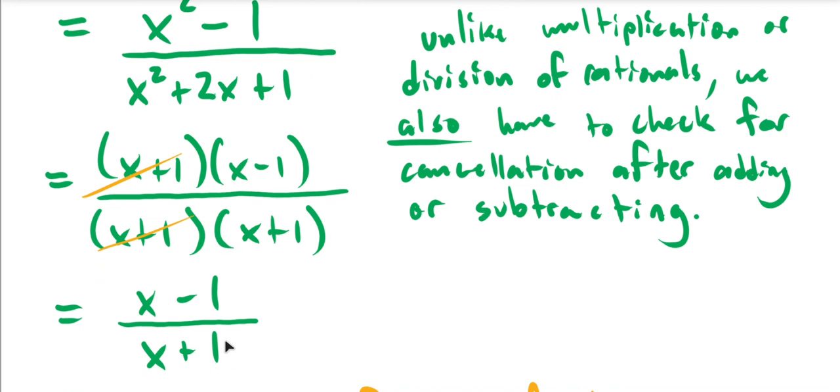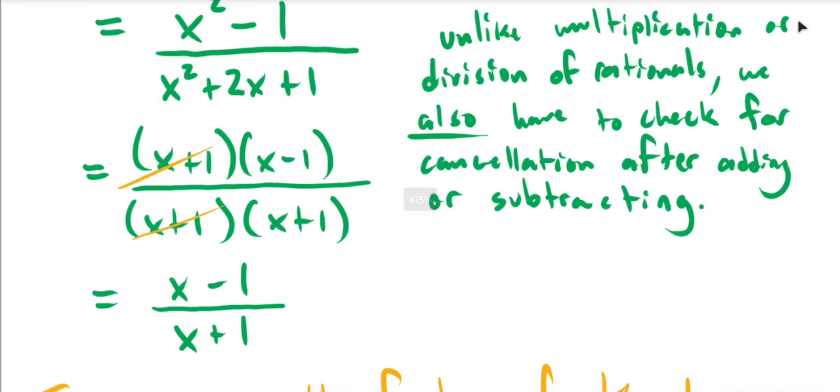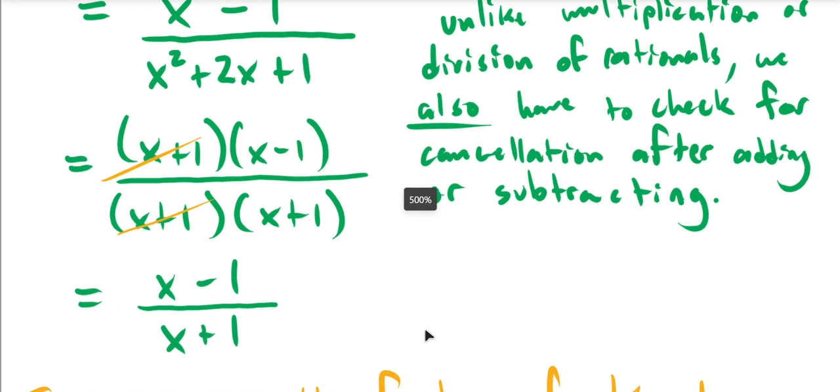And once we cancel those, we get this final thing. We should note that unlike when we do division and multiplication, we have to check for this cancellation after we add or subtract. This is because if we're doing multiplication or division, we're going to see cancellation as soon as we rewrite things as multiplication. But when we do addition or subtraction, you have to check for cancellation afterwards too. That means factoring and checking for common terms.